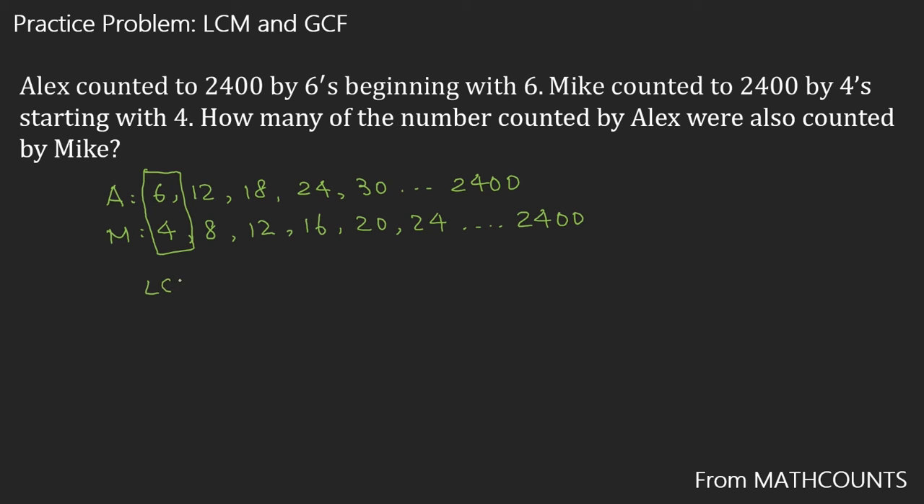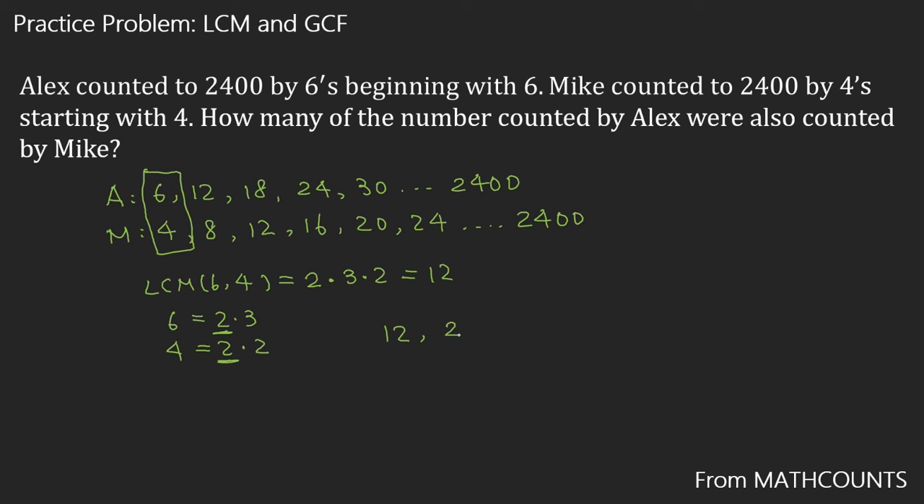So the LCM of 6 and 4: 6 is equal to 2 times 3, and 4 equals 2 times 2. So 2 is a common factor in both, so we write that out once, and then we write in the rest of the prime factors, okay? And this equals 12. So the LCM is equal to 12, and the LCM is our first common multiple.